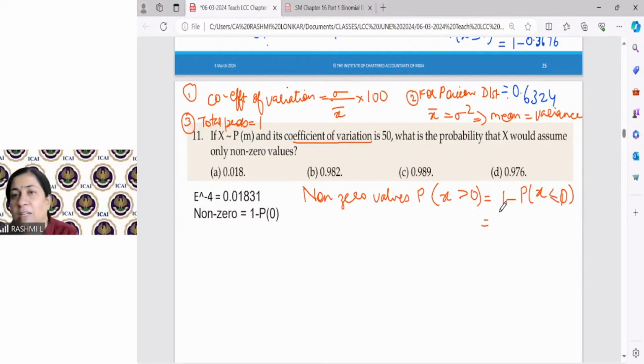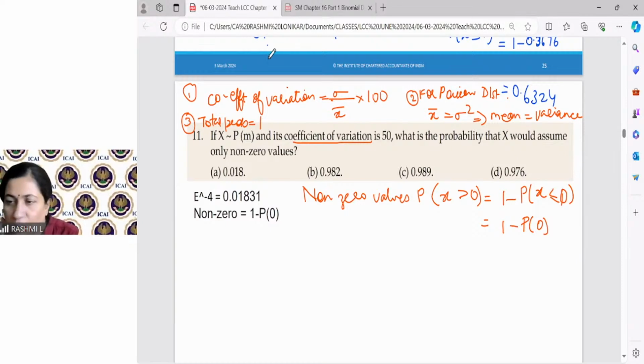Now what is the integer value x can take which is 0 or less than 0? So only 0, because less than 0 it becomes negative, and I know x cannot be negative. So it is 1 minus p of 0. So I have put in what is all important for me.